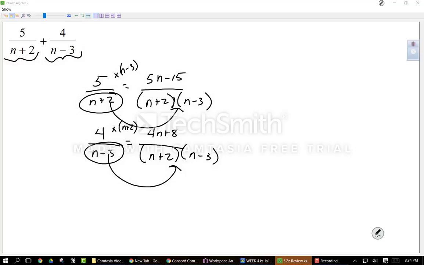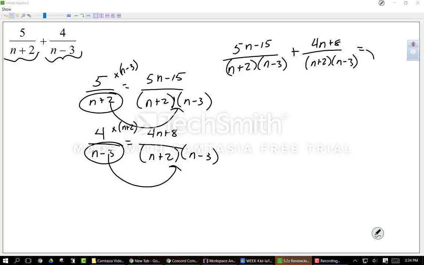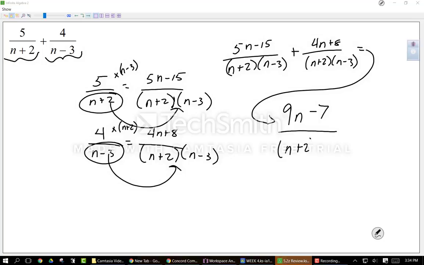So now let's rewrite this a little bit. 5n minus 15 over my denominator, which is n plus 2, n minus 3, plus my 4n plus 8 over n plus 2, n minus 3, equals, now combine like terms, add stuff together, 9n minus 7 over n plus 2, n minus 3.